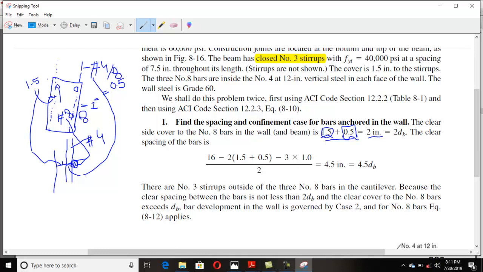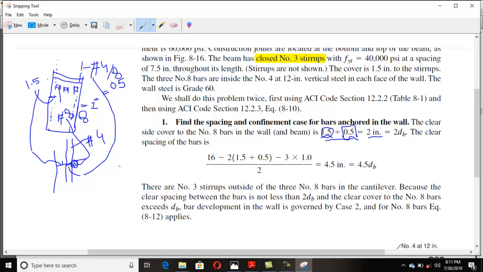The clear spacing of the bars is now. The clear spacing means that there are 3 bars placed at the top portion of the beam. So what will be the clear spacing amongst these bars? You can determine it by subtracting, as this is 16 inch, so 16 minus this side cover minus that side cover.